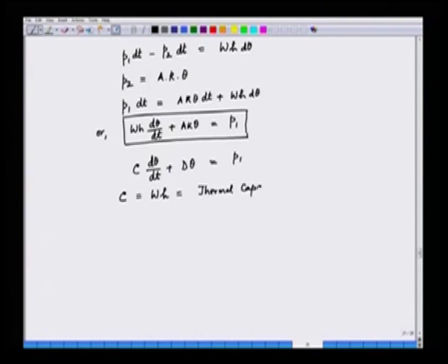Thermal capacity of the machine. And what is D? D is A, the cooling surface area, into K, the coefficient of heat transfer, and that is called the heat dissipation constant. Now, we must be very careful that this small k is called the coefficient of heat transfer.